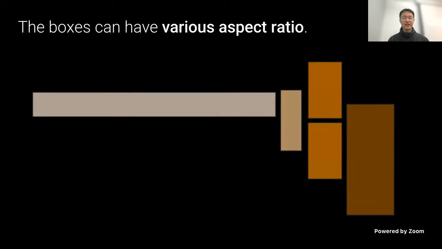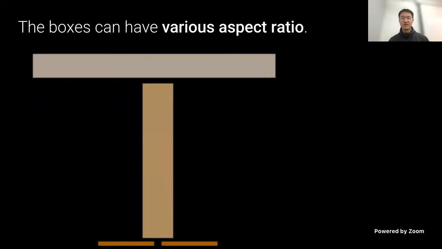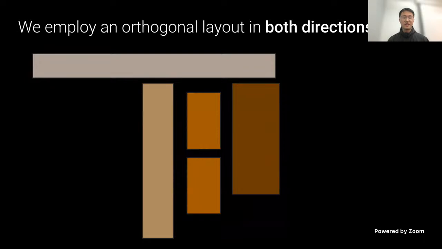The boxes can have varying aspect ratios, and in our application, which we will discuss later, they are often elongated. For example, in this case, we may need to change the layout direction from left-right to top-down. But another node can also be elongated in a different direction. And ultimately, we employ this orthogonal layout, which allows the boxes to be arranged in both directions.